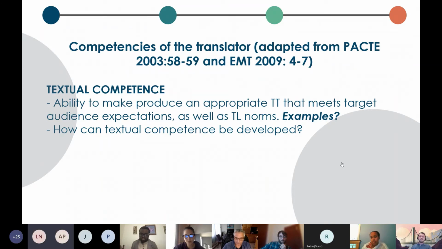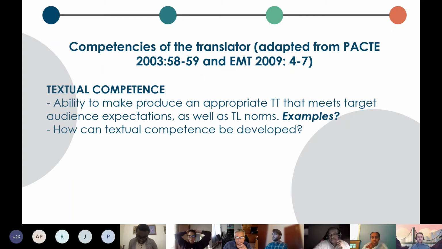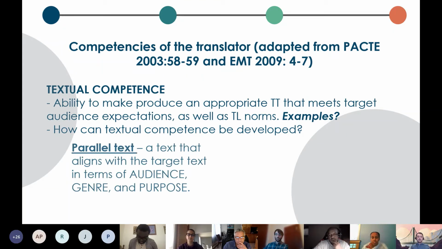I'll say reading about, let's say if it's something that has to do with talking to parents, then you will read other letters in that language and see how they are written, so that you could kind of follow the same. Yes, exactly. That's exactly the answer I was looking for. We would consult what is called parallel text. This is something that every translator should know how to do, and it's very important. A parallel text is a text that aligns with the target text in terms of audience, genre, and purpose.